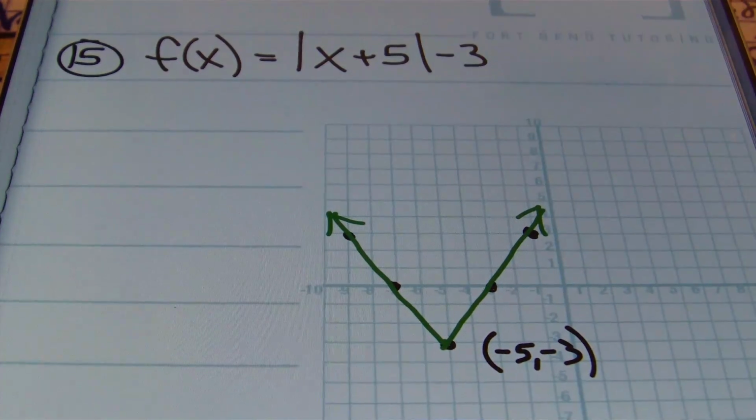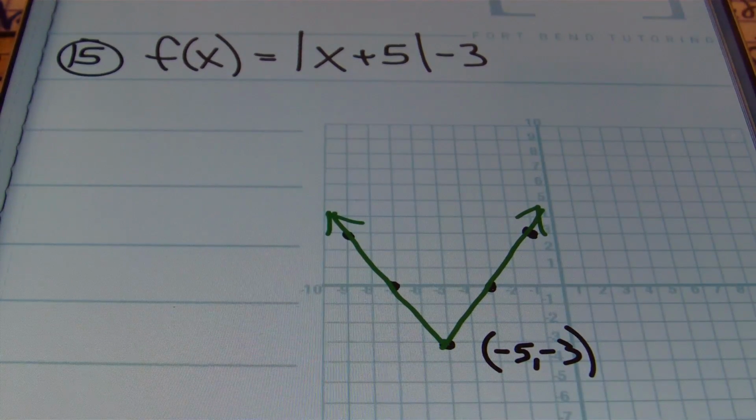In problem number 15, we have the following function. We have f of x equals the absolute value of x plus 5, minus 3. So check out my graph, right? You see that? It's a V shape, absolute value. What you want is the domain, right? So what we're looking for are values of x. What are the values of x in this function here, in this graph even?